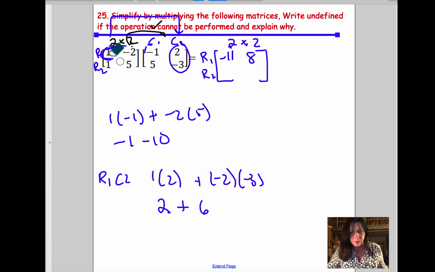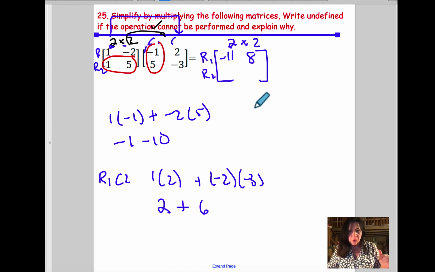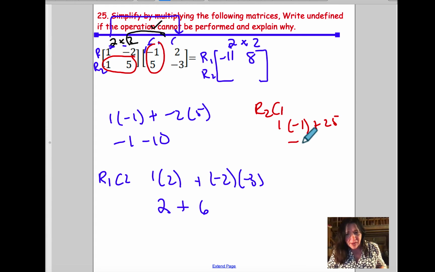Okay, so now I'm done with row 1. I'm going to erase that. And you can totally write on your paper. I want row 2, and then I want column 1. And so I'm going to go row 2, column 1. Okay, so that's going to be 1 times negative 1 plus 5 times 5, which is 25. So that's negative 1 plus 25, which is 24.